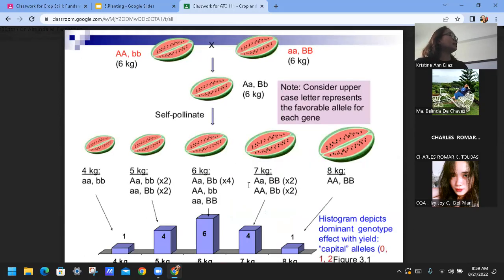So for example, in this figure, in terms of quantity, like kabigatan, this is when you mix the 6 kilograms, cross na siya na daan, heterozygous na siya, and you self-pollinate siya. Even if self-pollination ang tanong, it doesn't mean na the same ra gyud sila, wala na ganang dihybrid cross na mahitabo, no?